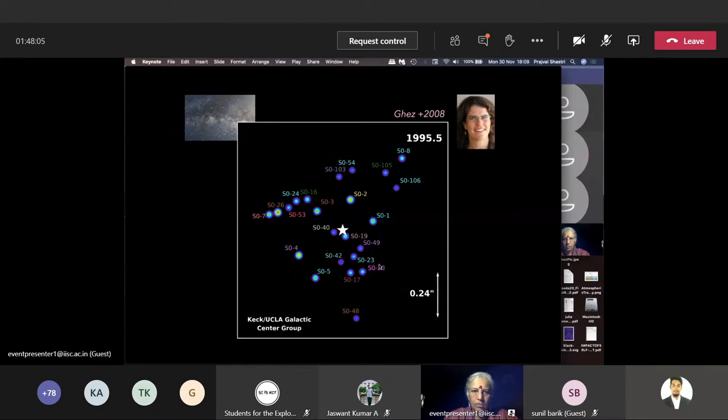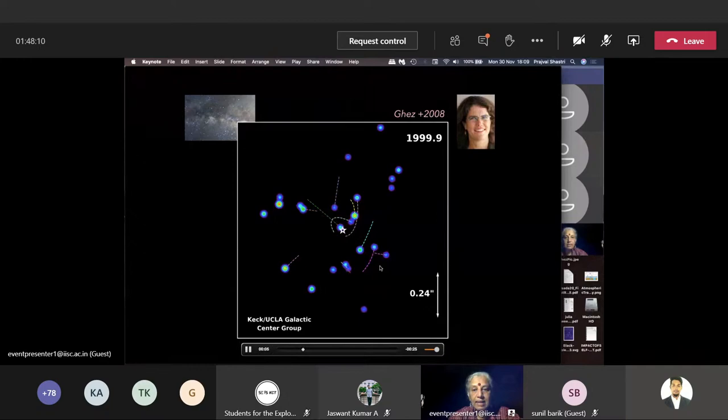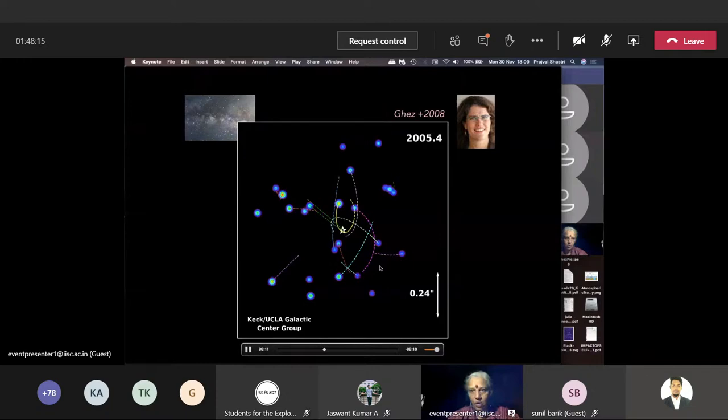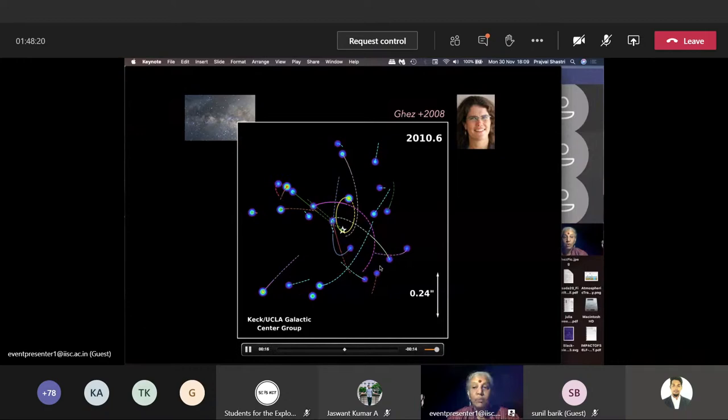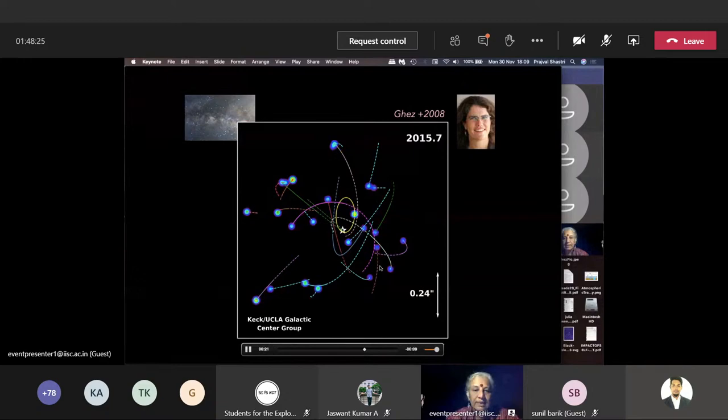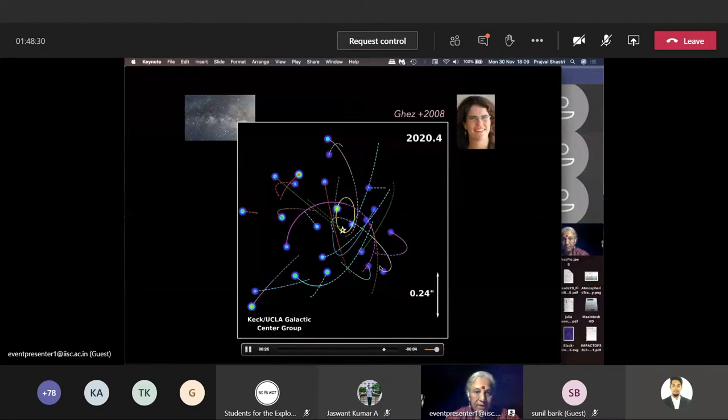So one thing you notice is that the stars are not moving in straight lines. Secondly, they are not moving randomly at all. They are all moving in what look like elliptical orbits. But more importantly, all these elliptical orbits have a common focus, and that focus is that white star. So this is now direct dynamical evidence for a black hole in the very center.